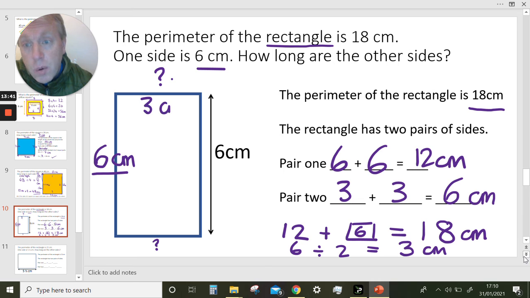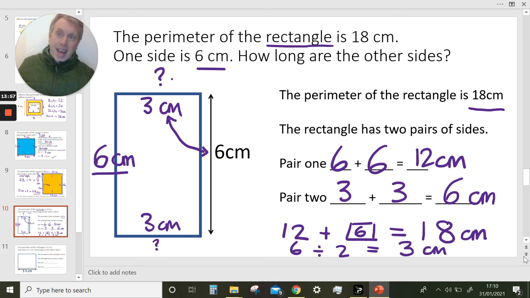We better check our work. Does it work out? 6 centimetres and 6 centimetres, 12 centimetres, add 3 and 3 is 6. Oh, don't do it that way, Mr. McMullen. 3 and 6 is 9. Double it, 18. Why are we doubling it? Because it's 3 and 6 and 3 and 6. 2 lots of 3 add 6.